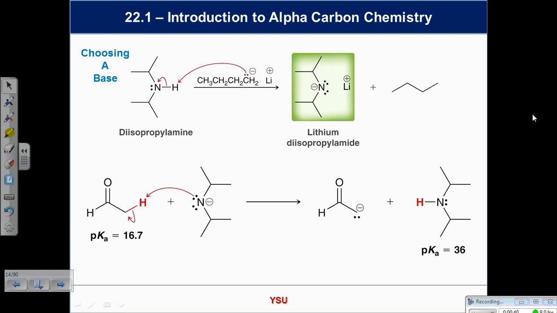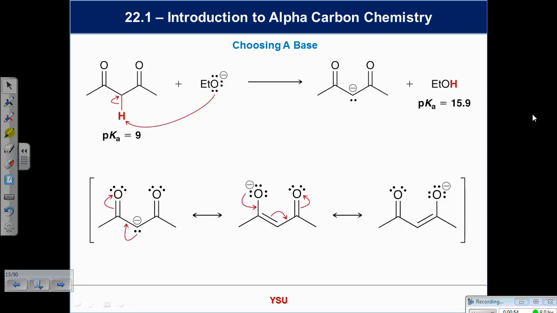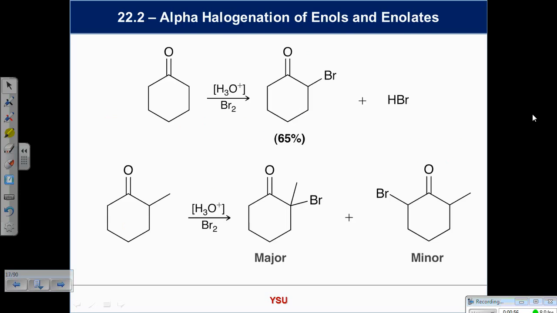We talked about bases, and we talked about what type of bases you would have to use. A weaker base will give you an equilibrium with an aldehyde or a ketone, and a strong, powerful base such as LDA will take the equilibrium to the right-hand side, and all that's left is the enolate form. And we'll do more of that in the near future. But what I want to get through today is this idea of this alpha bromination reaction, because this sets up the proof, I think, for why enols are important.